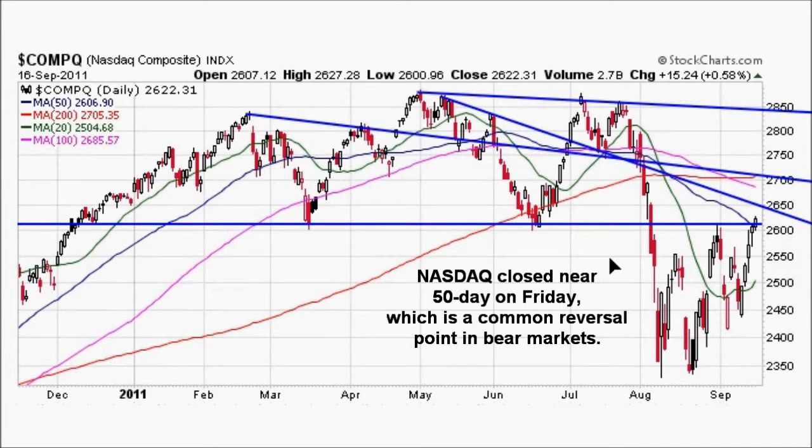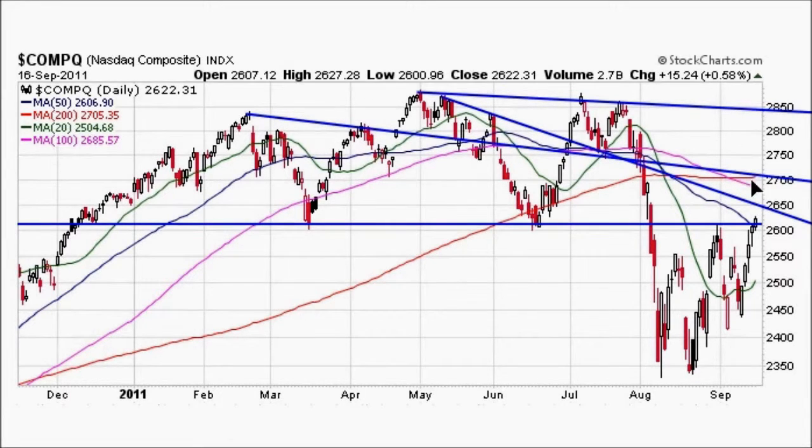Very similar to what we just looked at, it's probable that you could see the NASDAQ move into this area. This is the 200-day moving average. The pink line is the 100-day moving average, and this is a downward sloping trend line that comes into play here. It's fairly logical to think that the current rally could reverse somewhere in this box. This is 2,700. 2,700 represents roughly a 3% gain from the September 16th close on the NASDAQ composite of 2622.